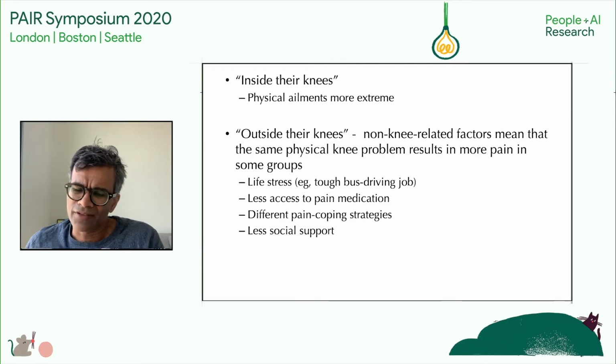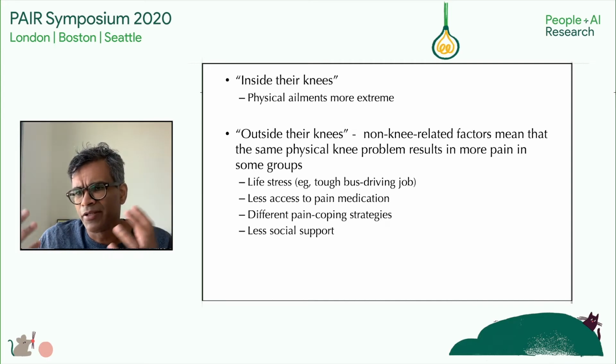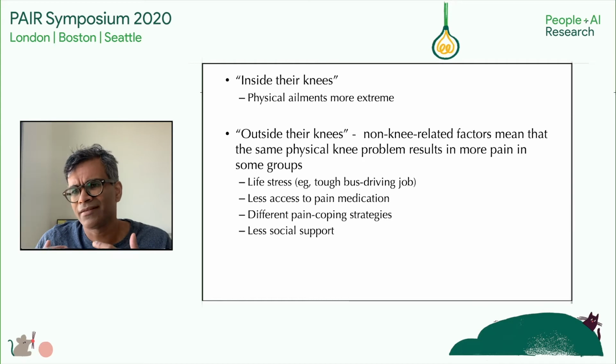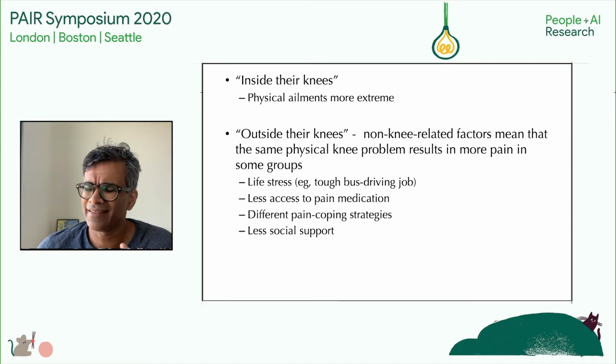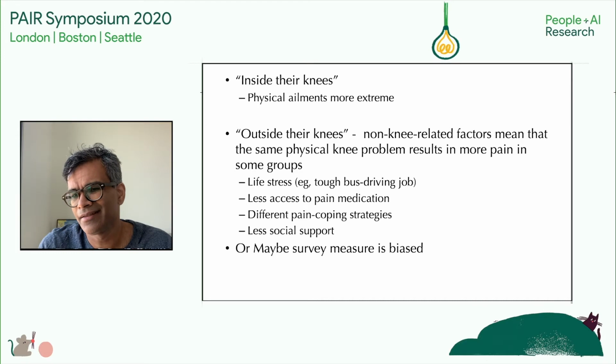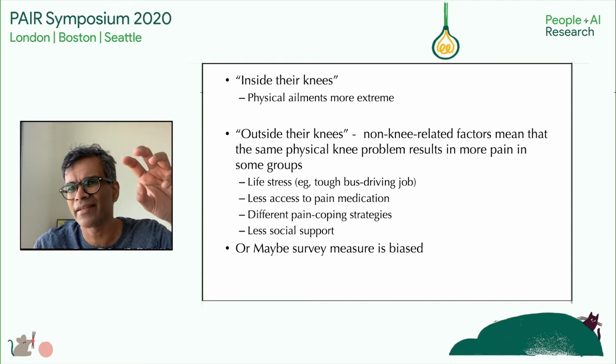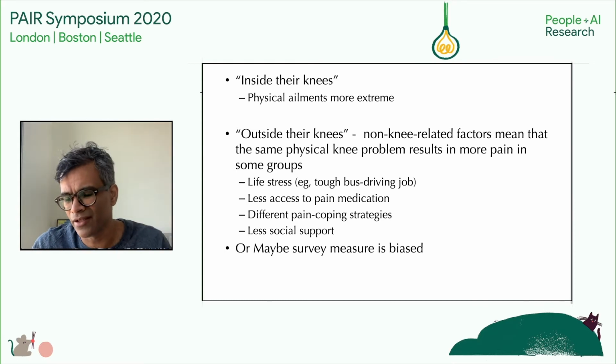The other is that it's outside their knees, which is sort of non-knee-related factors that might be driving this, life stress, etc. And this is also very tragic. It's that the conditions of poverty or disadvantage exaggerate physical pain. Of course, a very related view is it's not inside their knees. It's just that the survey measure is biased. But to me, there's two categories. Is there something in their knees versus is it something else is pretty big.